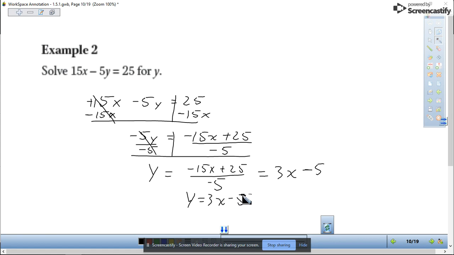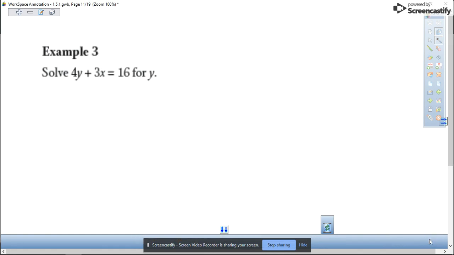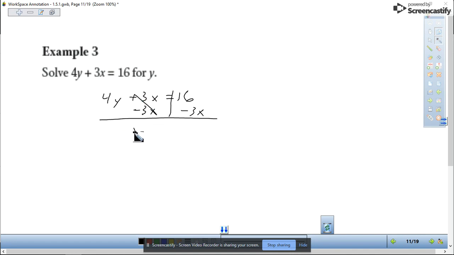All right, we're going to do one more example in this video, and then the last 2 examples will be their own separate video. All right, so we're doing the same thing here. 4y plus 3x equals 16. Okay, solving this for y. So again, the term that doesn't contain the y needs to go away first. All right, gone. So now I've got 4y equals negative 3x plus 16.